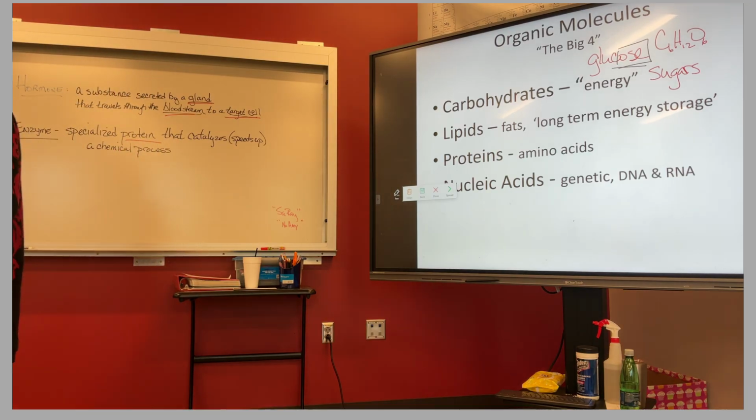Sugars end in O-S-E. Start reading your ingredients on things. Ingredients by mandate have to list the most predominant ingredient first. Look and see how many things an OSE is the first thing, and then the second one will be an OSE, and then the third. So you're getting a lot of that.